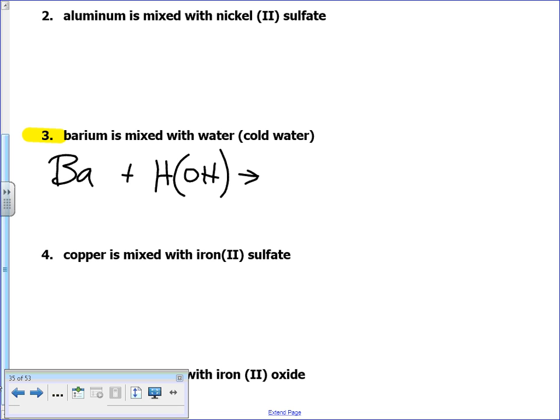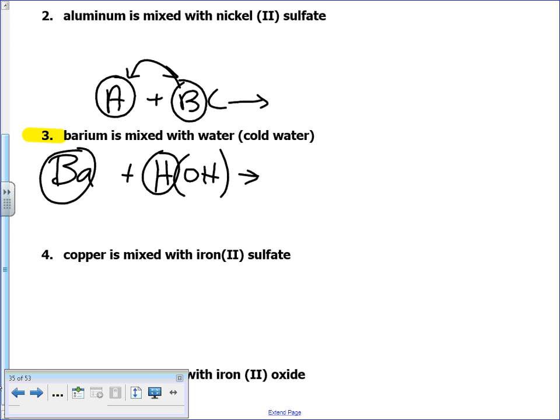Previously we had A plus BC yields, and all we did was take A and B and switch them. Same story applies here. Barium can replace hydrogen from cold water. So if we switch them, what does it make? I'm going to write H, but we all know it's H2, right. Hydrogen gas is involved here, so you would actually see that gas coming out of solution. And then what happens when barium and this guy get together? Barium hydroxide, Ba(OH)2.